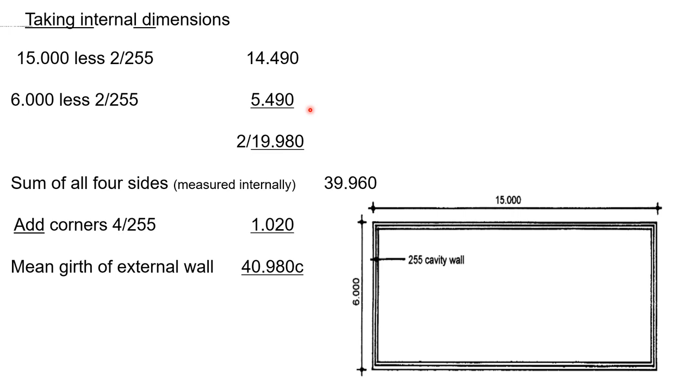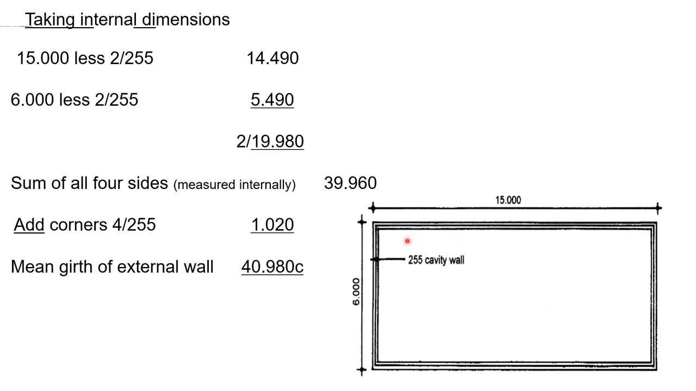14.490. What is the perimeter of the internal rectangle? It is 14.490 plus 5.490. We get 19.980. We multiply by 2 to get the perimeter, which is 39.960. So 39.960 is the perimeter of the internal rectangle.